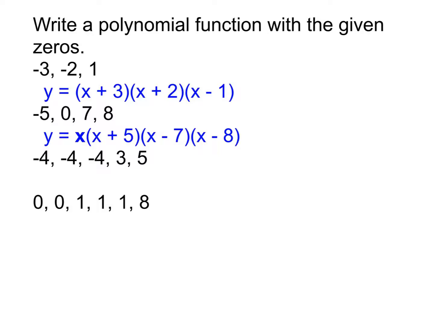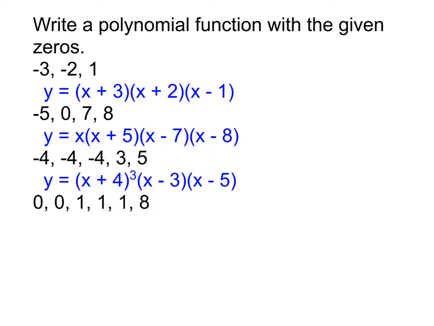All right, now for the third one, notice the -4 comes up 3 times. Now, of course, the -4 means that we're going to have an x plus 4 in our equation. But since it comes up 3 times, and because I don't really want to have to write x plus 4, x plus 4, x plus 4, go ahead and just write it as x plus 4 cubed. And then the x minus 3, x minus 5 to take care of the 3 and the 5 that were also there.